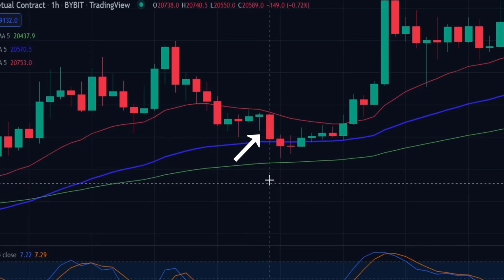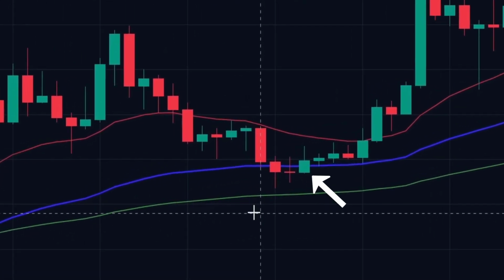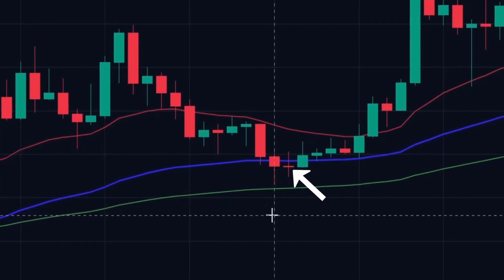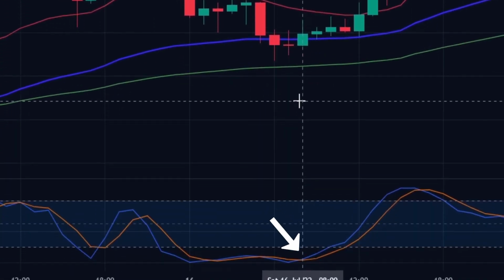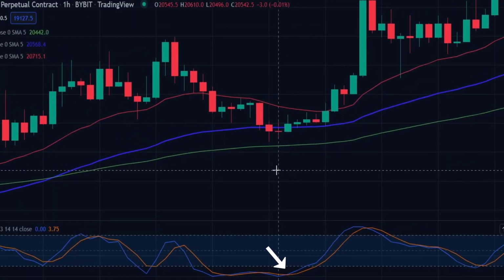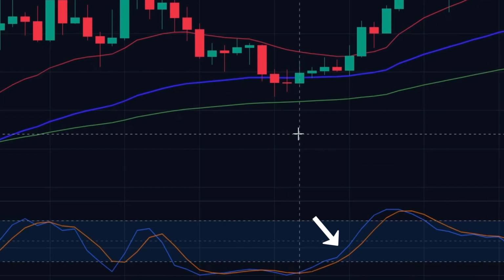Third, a bullish engulfing candlestick must be formed after a bearish candlestick that's touching the 50 EMA. And fourth, the stochastic RSI must get oversold during the pullback. Once we have these conditions met, we can enter a buy position. So we'll enter as soon as the stochastic breaks above the 20 level and the bullish candlestick is formed.